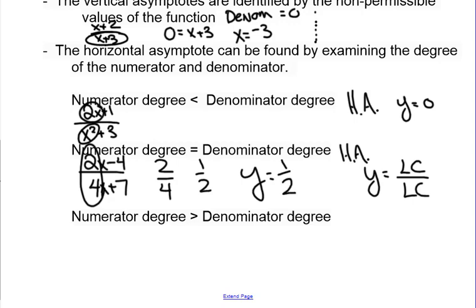And then our last one is if our numerator degree is greater than our denominator degree, something like x squared subtract 2 over 2x plus 1. We've got a squared term over a linear term. This is no horizontal asymptote.